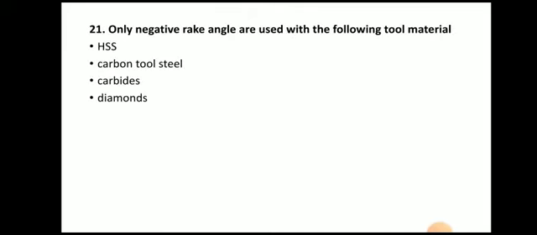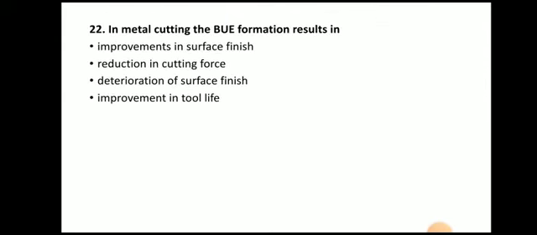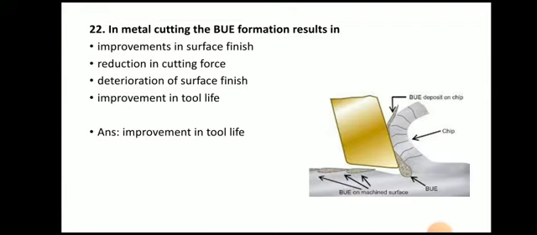Next question. Only negative rake angle are used with the following tool material. The answer is diamonds. So negative rake angle is used in case of the tool which is made up of diamond. So here you can see the positive rake angle and the negative rake angle. Next question. In metal cutting, the built-up edge formation results in. The answer is improvement in tool life. So the built-up edge formation improves the tool life. So here you can see the built-up edge, the example of built-up edge. So the built-up edges form on the machine surface, then the built-up edge on the chips.